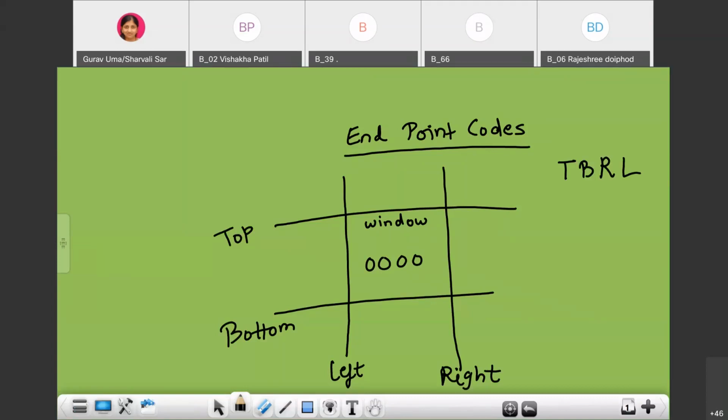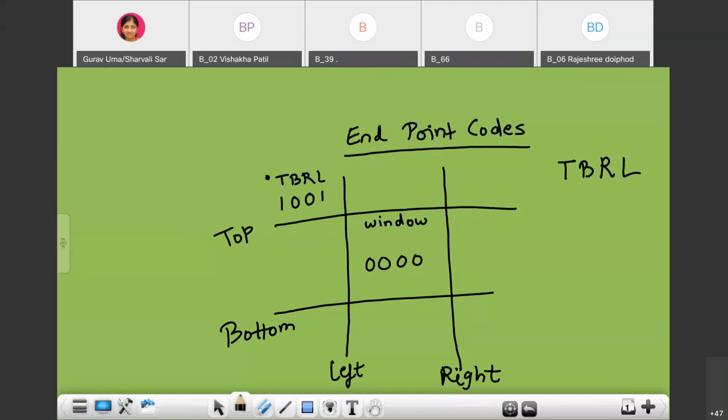Consider the first block. I will write here TBRL. Now tell me, if this block is at top, then assign 1. Is this block at bottom? No, so assign 0. Is this block at right? No, so assign 0. Is this block at left? Yes, so assign 1. So this is the code for the first block.